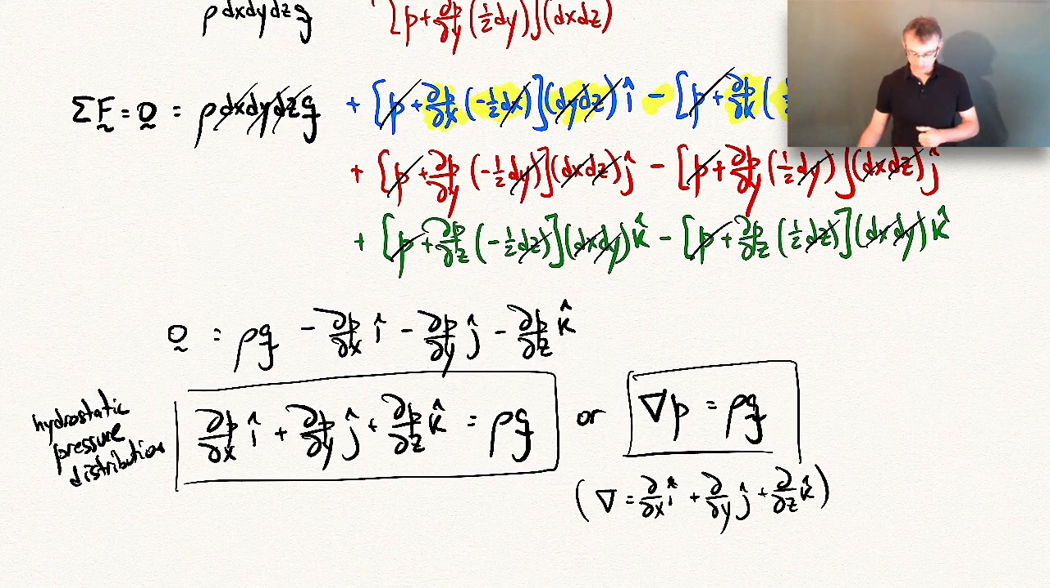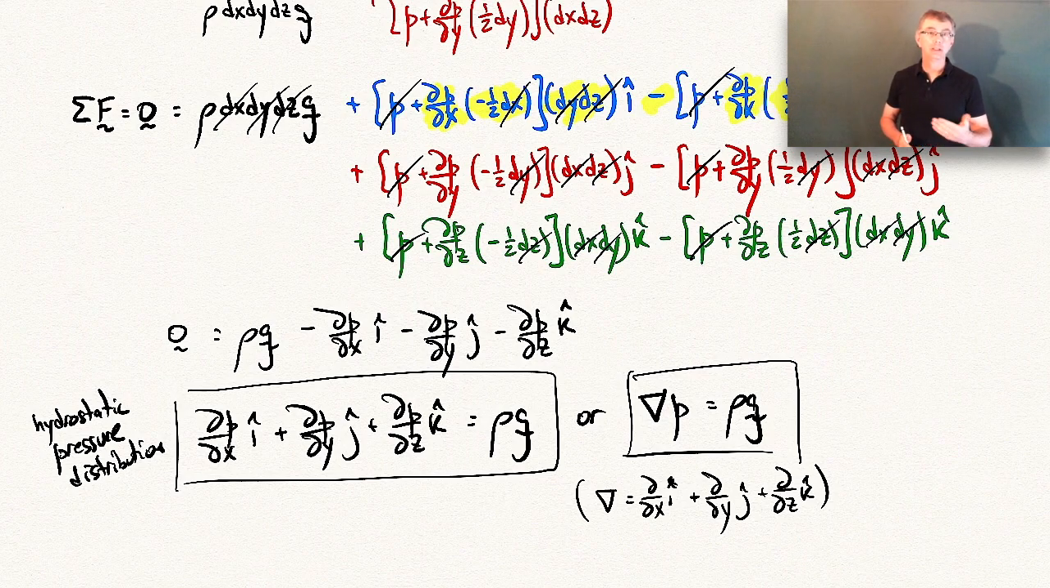All right, so that's the gradient operator. So that's the hydrostatic pressure distribution. That equation is valid whether or not the fluid is incompressible or compressible. It doesn't matter what the density is. It's valid for any hydrostatic fluid. Okay. Now, this is a more mathematical way to derive it.